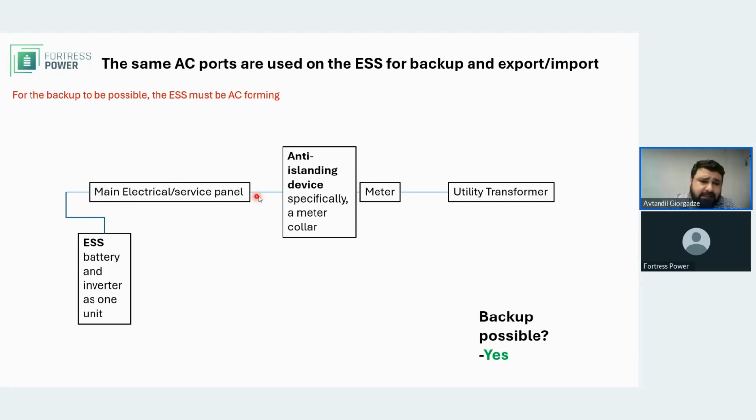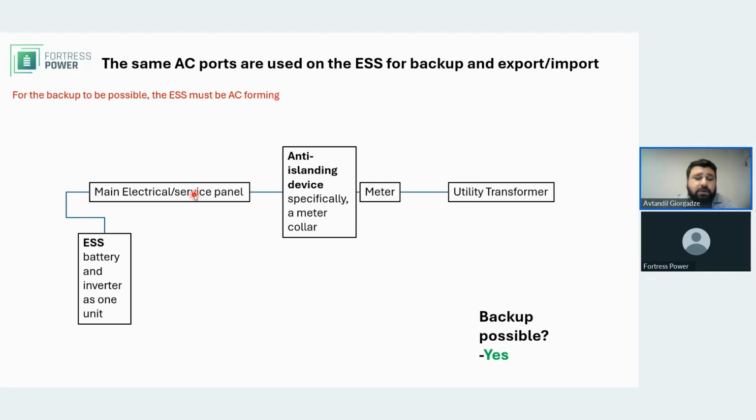So what this allows you to do is when there is an outage, this allows you to separate from the grid via the anti-islanding device that sits right at the meter, and then your energy storage system provides power to the loads. And that's why it says right here, for the backup to be possible, the ESS must be AC forming. So it should actually form a signal for your loads for them to be backed up.